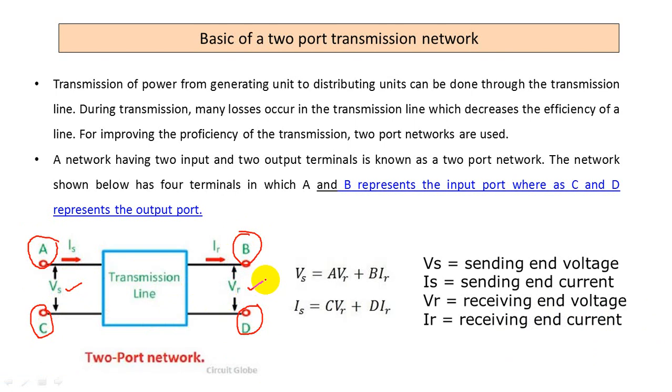Similarly, the current across the receiving side is termed IR, and the current across the sending end is called IS. So the two-port network has four parameters, as you see in the diagram: A, B, C, and D. And we are going to model these parameters.